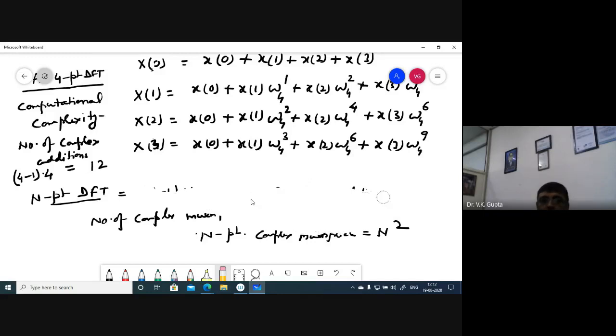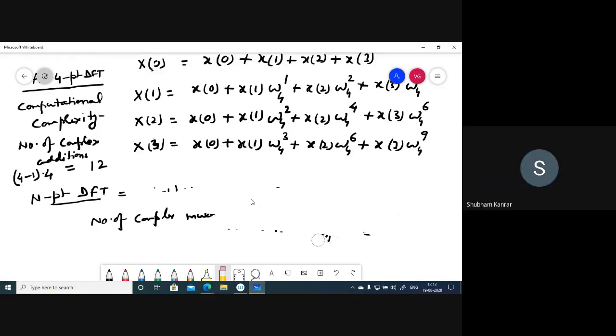Is it okay? Whether this computational complexity is okay? Yes, anyone? Yes, sir. Okay.